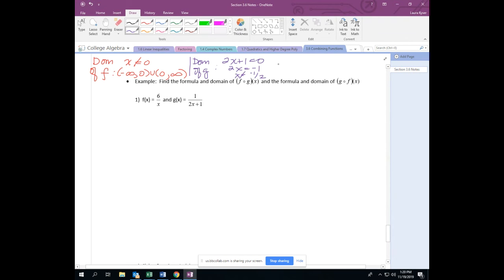So to write that in interval notation, 0 comma negative 1/2, union negative 1/2 comma infinity. So this is going to be kind of the jumping off point for our domain for each one of these compositions, because you can't have a 0 in the first one and you can't have a negative 1/2 in the second one. So this is going to cause a problem.